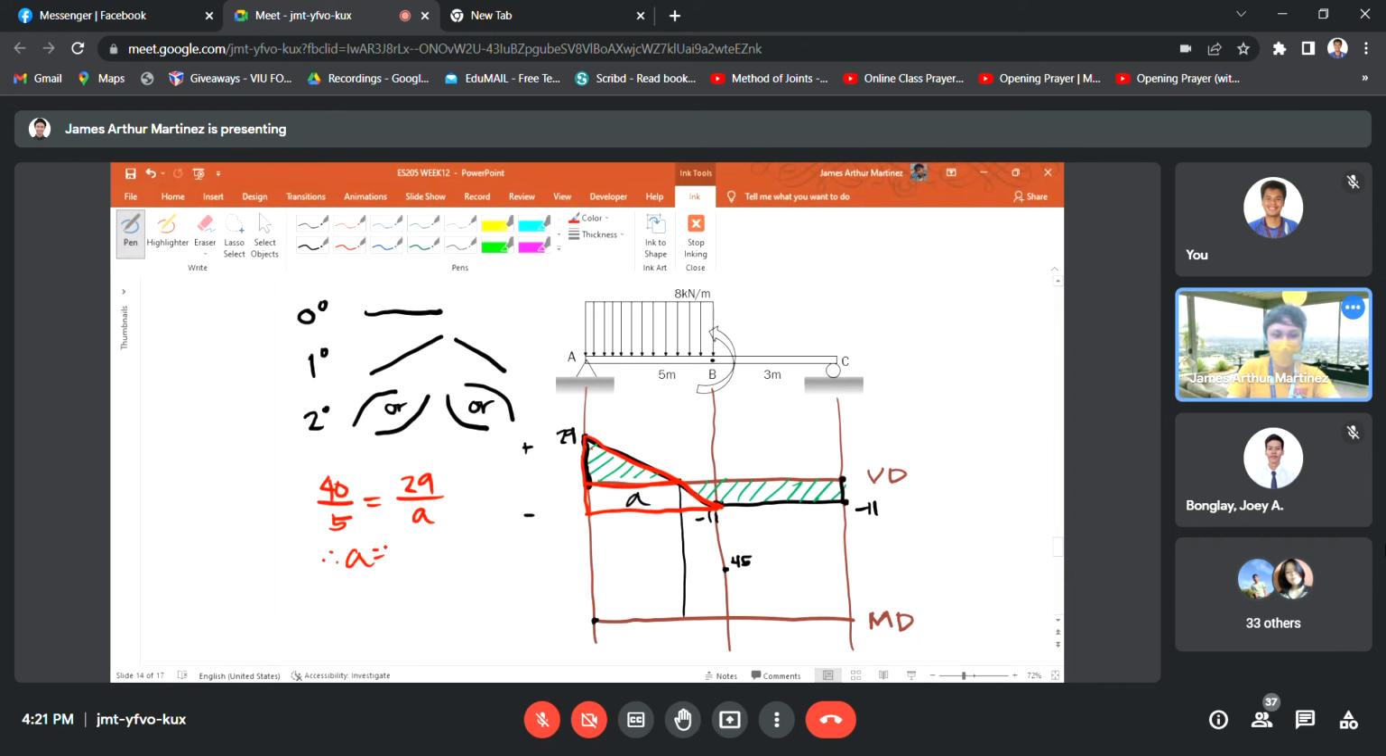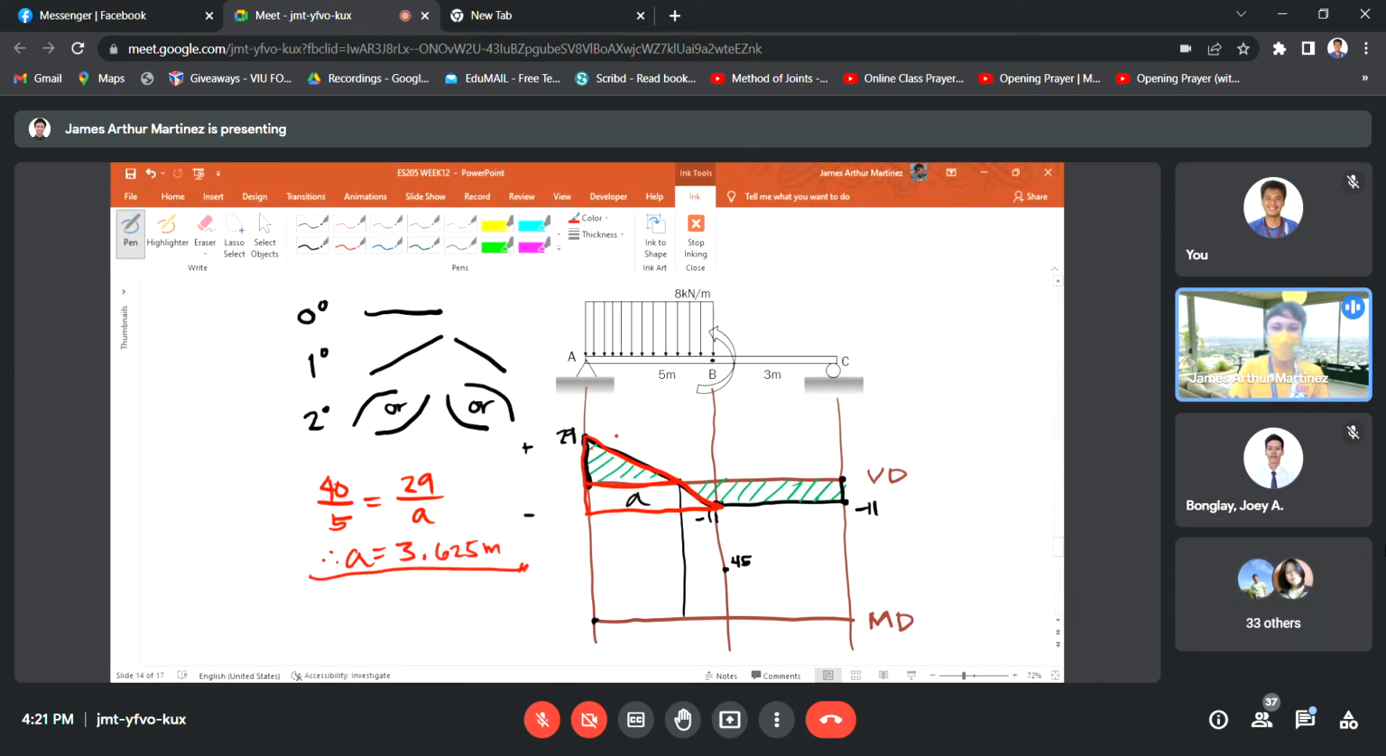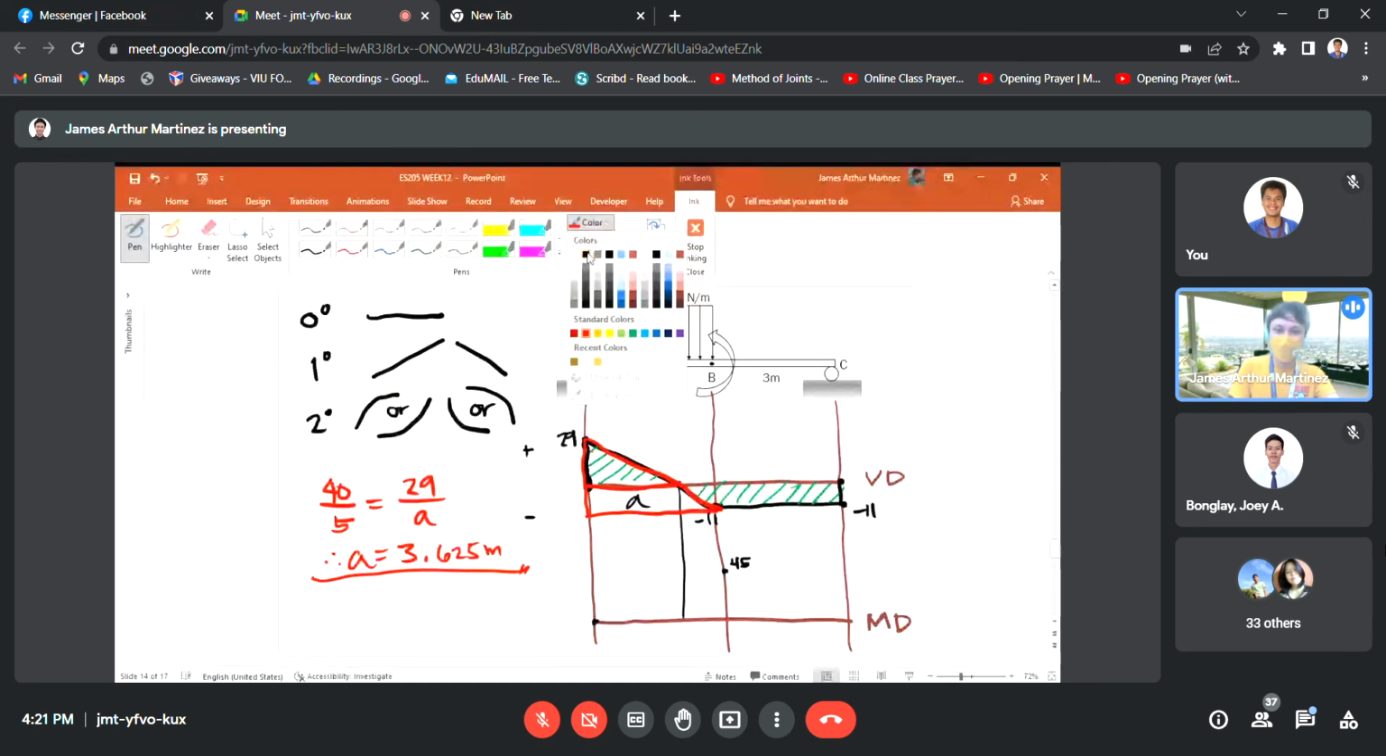Therefore, A is 29 times 5 over 40. You have 3.625 meters. Meaning, class, from the left support until 3.625 meters, there is zero shear. So there is no shear at that point. And actually, class, at zero shear, that is where the maximum bending moment exists. And we can confirm that here.